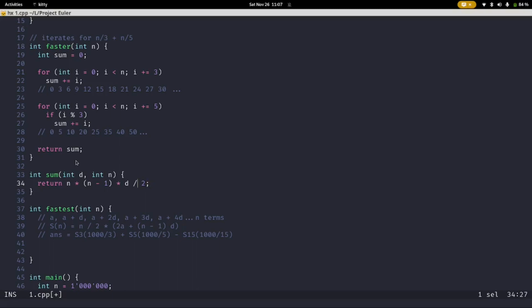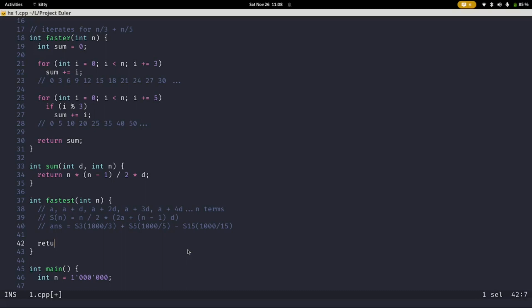This is what gives us the sum in a small d. We're careful to prevent overflow in any case that may occur. And now we have the sum of n numbers with the common difference of d starting from 0. So now we can just return the sum of 3 for n over 3 terms, plus sum of 5 for n over 5 terms, and subtract the sum of 15 with n over 15 numbers.